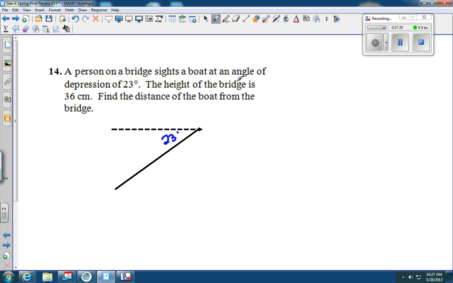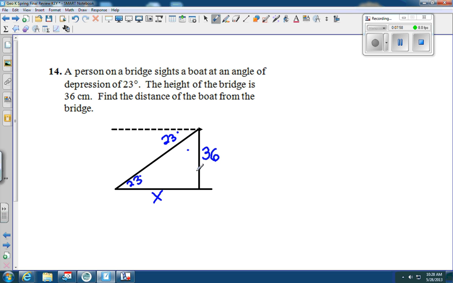And I like to redraw my triangle this way by using my parallel lines. I know that this angle is 23. The height of the bridge is 36 centimeters, so that means this is 36. Find the distance of the boat from the bridge. So I'm looking for this side.